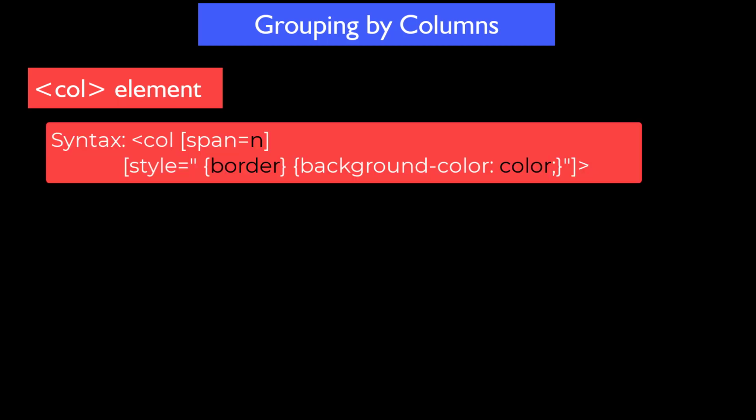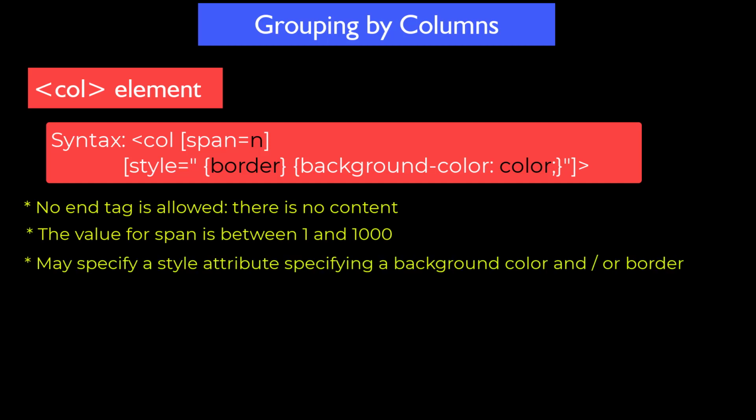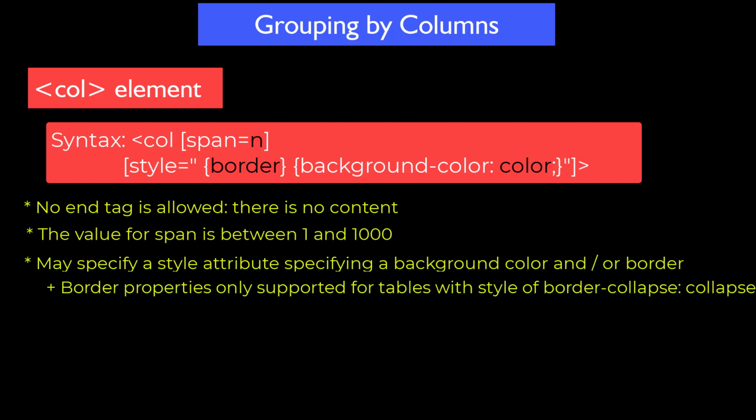The syntax is start tag col, possibly span equals and possibly style equals attributes. And the style can either specify a border and/or a background color. No end tag is allowed. There is no content. And the value for span is 1 to 1,000. The default is 1. You may specify a style attribute that specifies a background color and/or one that specifies border properties. The border properties are only supported for tables with style equals border-collapse.